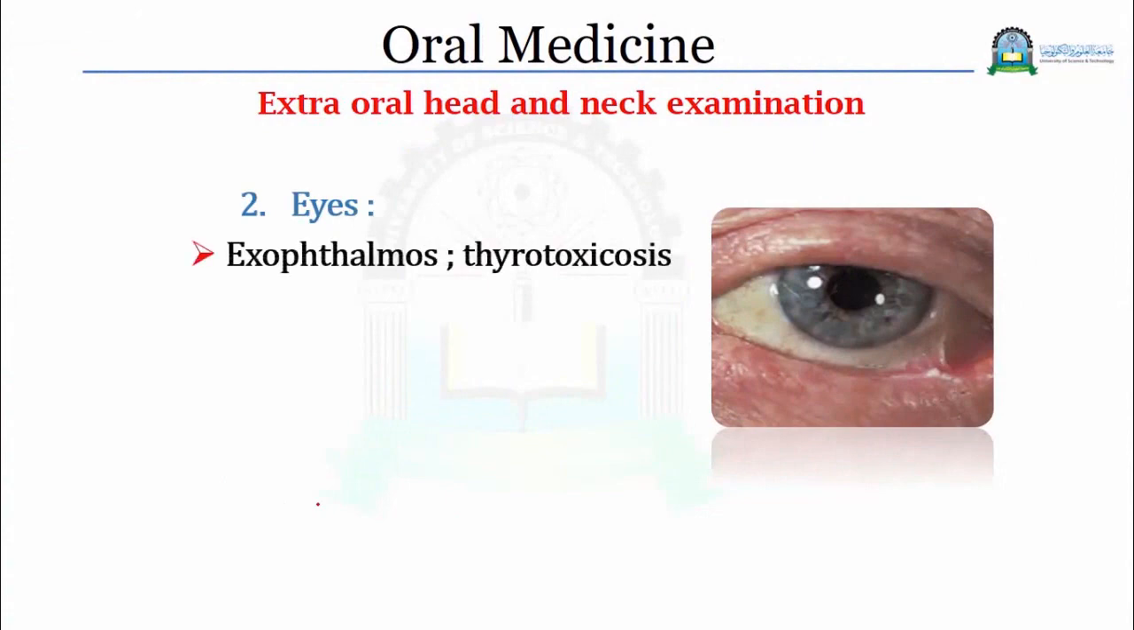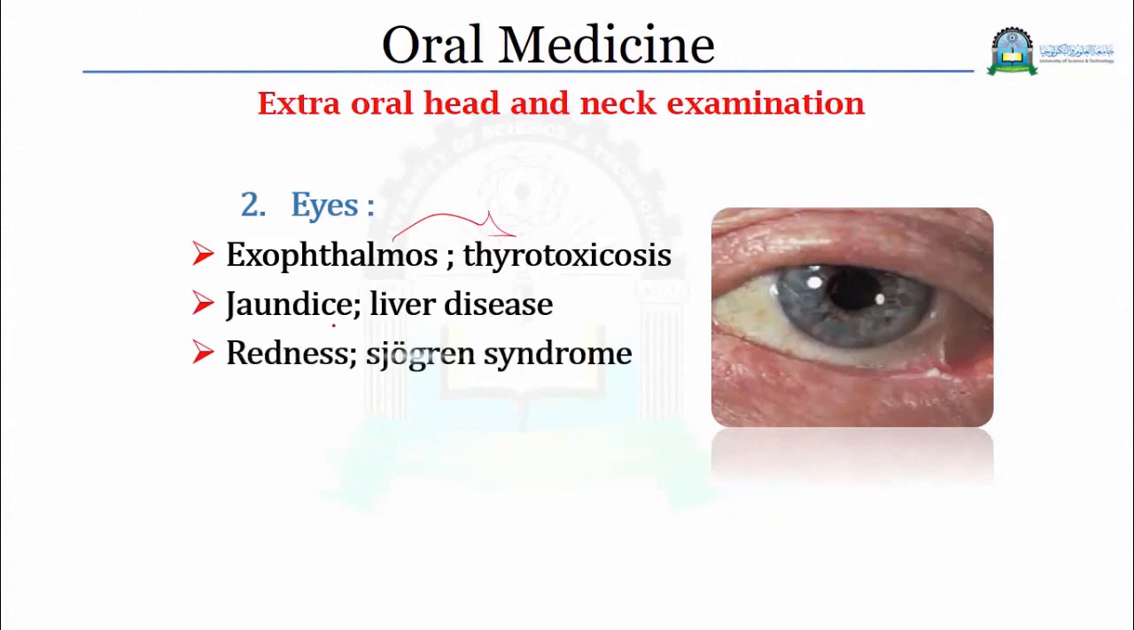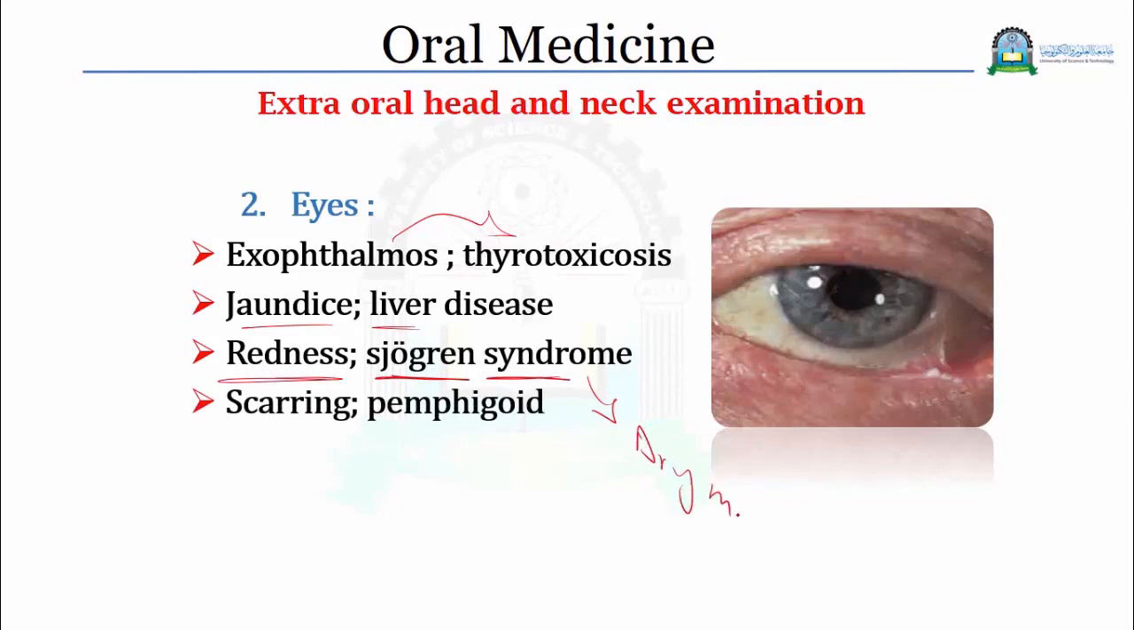On the eyes, if the patient has exophthalmos, this indicates thyrotoxicosis. Jaundice may indicate liver diseases, hepatitis B or liver cirrhosis. If the patient's eyes have redness, it may indicate Sjogren syndrome, which may manifest in the oral cavity as a dry mouth. For example, scarring of the eye may indicate pemphigoid. We will talk in detail about pemphigoid in the red lesions lectures.